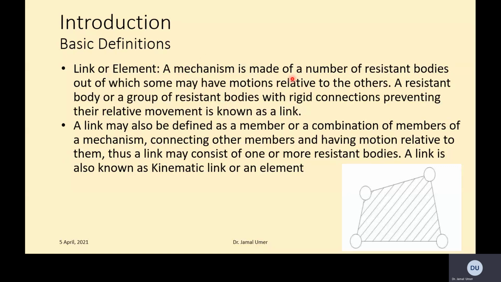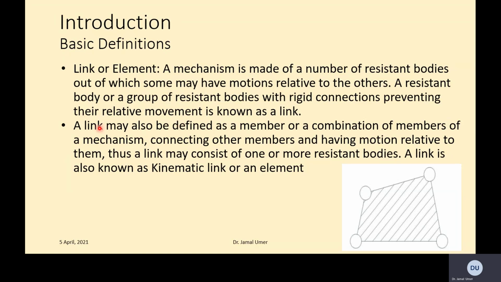What it says: a mechanism is made of a number of resistant bodies, out of which some may have motions relative to others. A resistant body or a group of resistant bodies with rigid connections preventing their relative movement. So again, the definition is a rigid link. There is no deformation within the link. That's important actually.